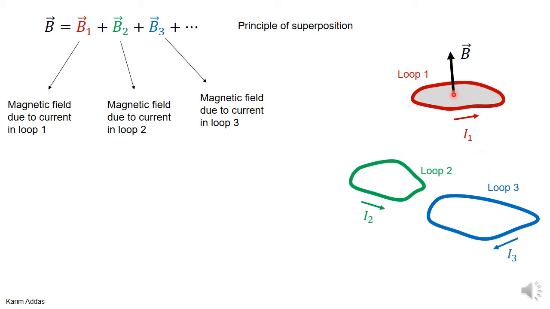And we want to get the magnetic field through loop 1, at some point through loop 1. So this is B. And we know from the principle of superposition that the magnetic field at any point is the sum of the magnetic fields due to each source. So you have magnetic field B1 due to the current I1. B2 is the magnetic field here, but due to I2. And B3 is the magnetic field here, but due to loop 3.